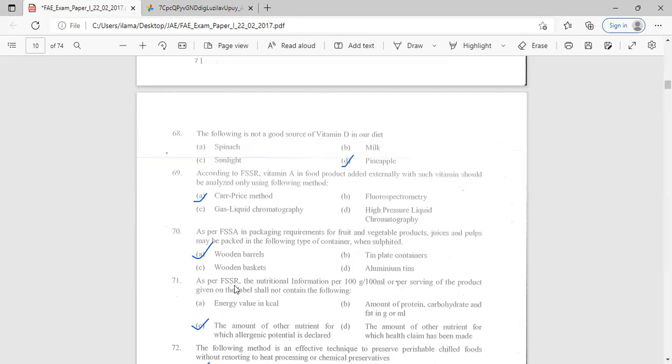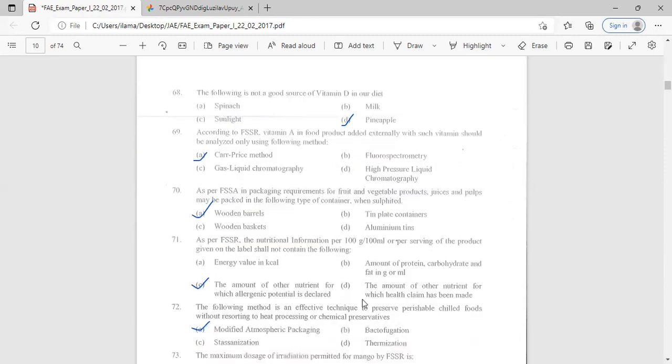And then as per FSSAI regulations, the nutritional labeling per 100 gram or per 100 ml or per serving of the product given on the label shall not contain the following information: the amount of other nutrients for which allergenic potential is declared. Remaining all details will be given in the nutritional information details. And then the following method is an effective technique to preserve perishable chilled foods without resorting to heat processing or chemical preservatives: modified atmospheric packaging.